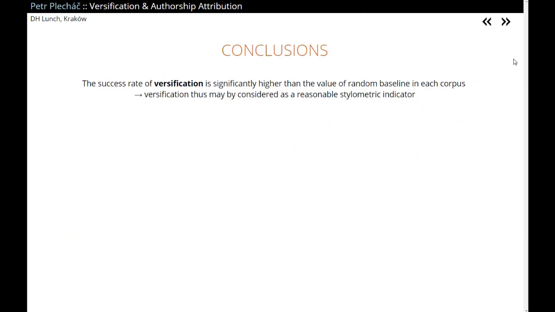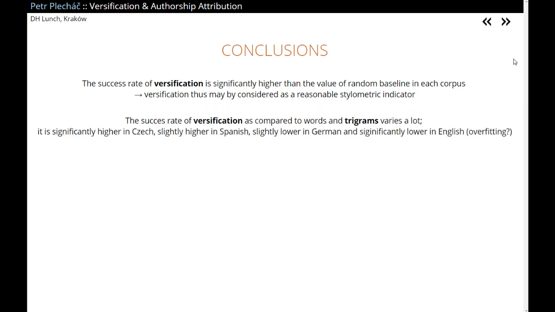So this brings us to the conclusions. The success rate of versification is significantly higher than the value of random baseline in each corpus. This means that versification may be considered a reasonable stylometric indicator. The success rate of versification as compared to words and trigrams varies a lot. It is significantly higher in Czech, slightly higher in Spanish, slightly lower in German, and significantly lower in English.